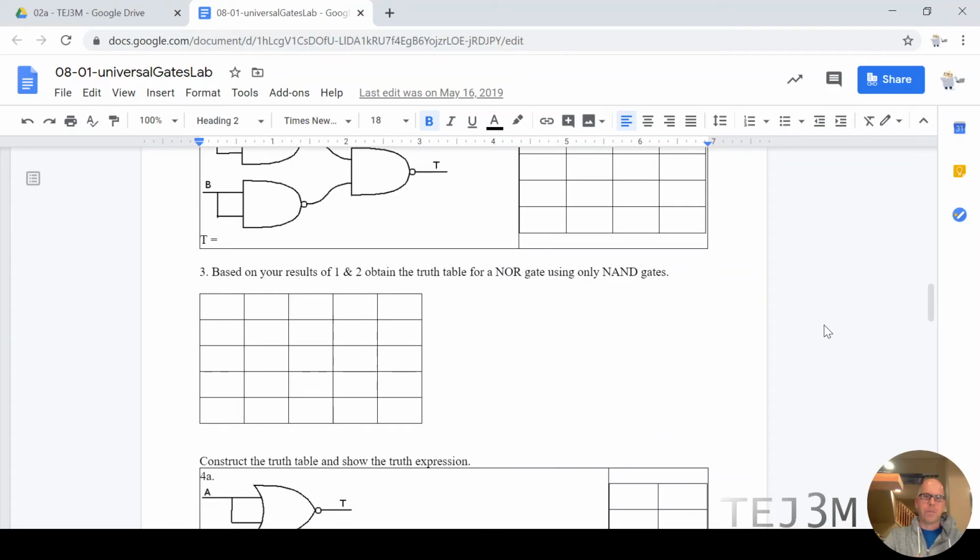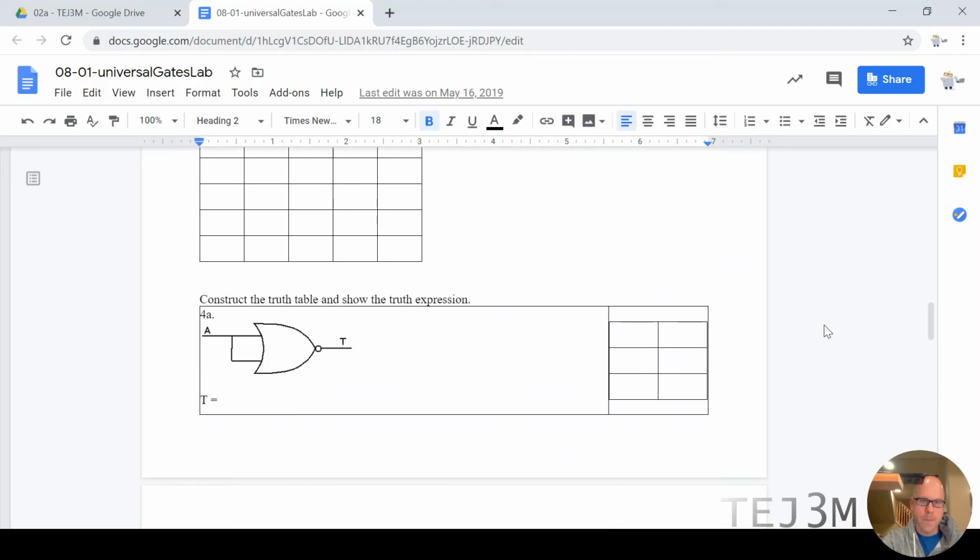So I'm going to leave this up to you guys. This is a thinking activity, this universal gate lab, and it does take a little bit of thought, but just trust me, it's all there. You have to look at what you've done on page 1, and that should really help you with page 2.